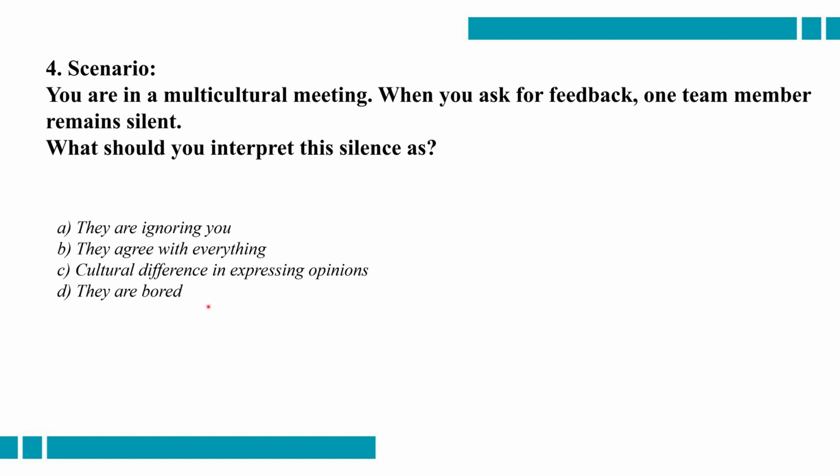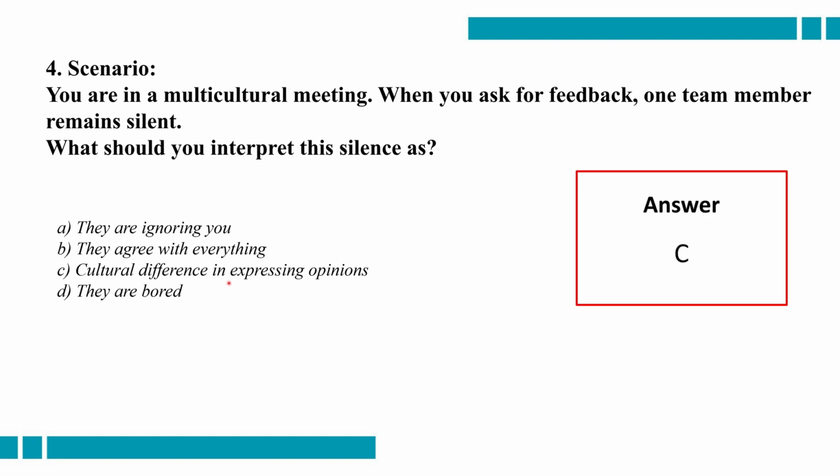The question is testing your ability to handle multicultural communication styles. So the correct answer here is option C, cultural difference in expressing opinion. Why? In some cultures, people may not openly disagree in meetings out of respect, hierarchy, or communication style. Silence doesn't always mean agreement or disinterest. It could simply be how feedback is expressed. And as a team member or leader, you should create a safe space for them to share views later, maybe one-on-one or in writing. So this shows cultural sensitivity and adaptability, which are key in global teams.